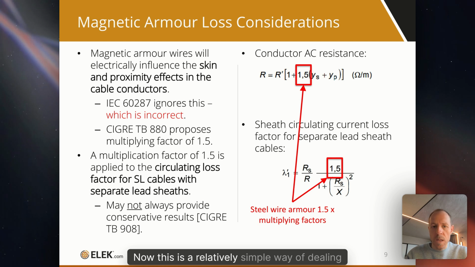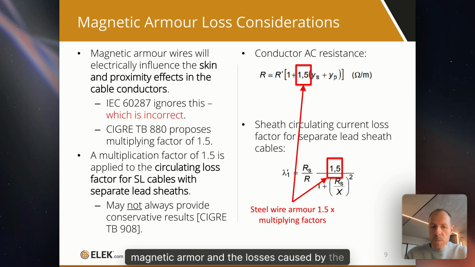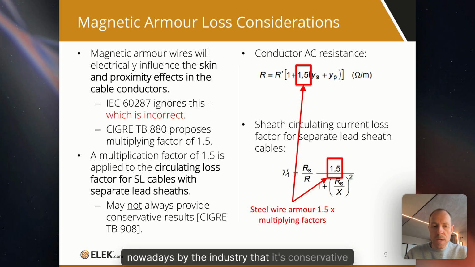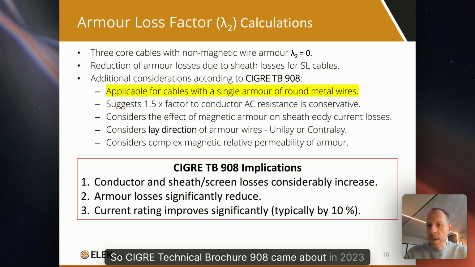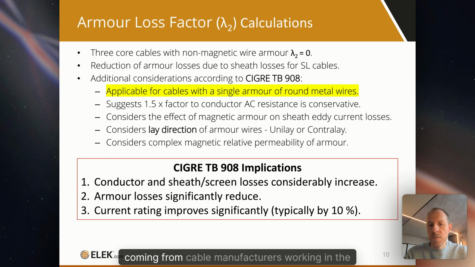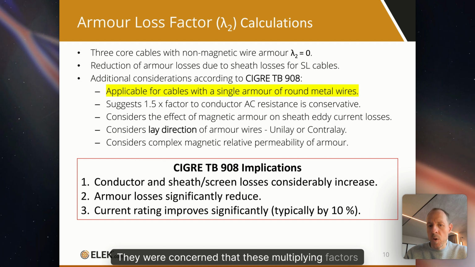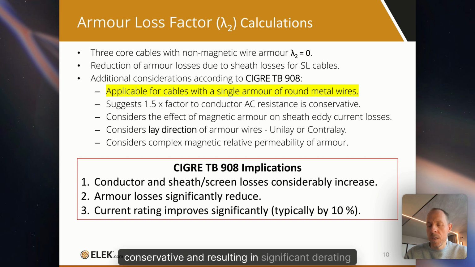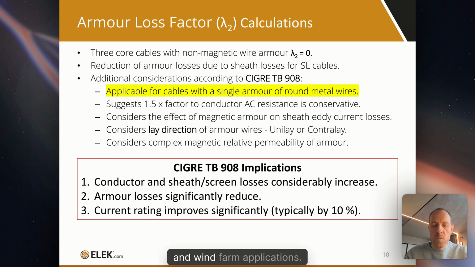Now, this is a relatively simple way of dealing with magnetic armor and the losses caused by the armor. But it's widely regarded nowadays by the industry that it's conservative, and there is a better way of doing it. So CIGRE Technical Brochure 908 came about in 2023, relatively recently. That was brought about by concerns particularly coming from cable manufacturers working in the wind industry. They were concerned that these multiplying factors provided by the IEC 60287 standard were too conservative and resulting in unnecessary derating of their cables for submarine and wind farm applications.